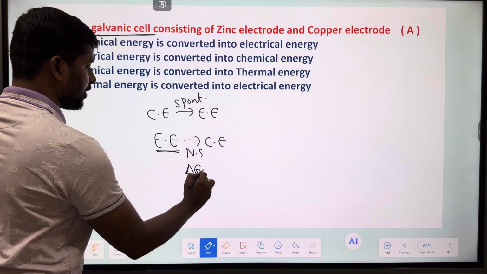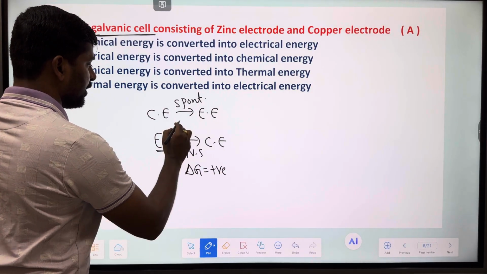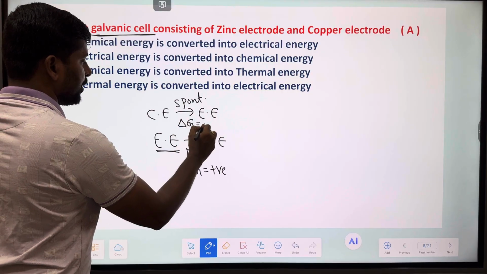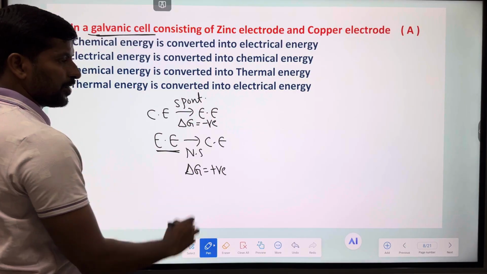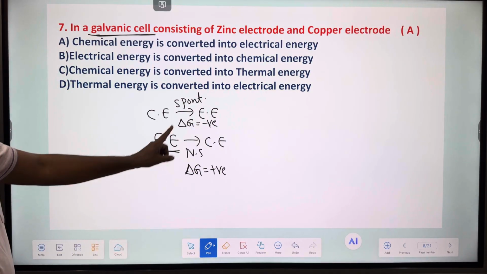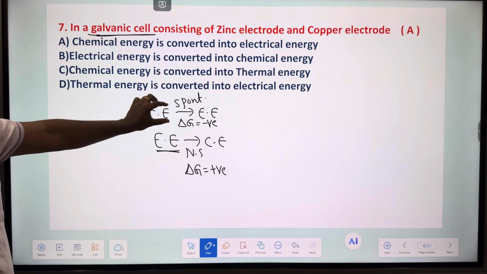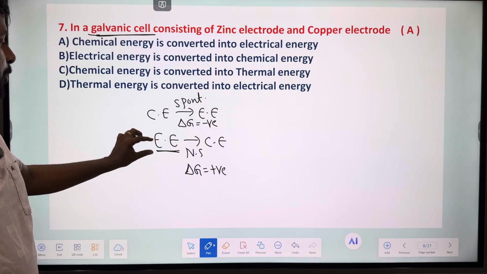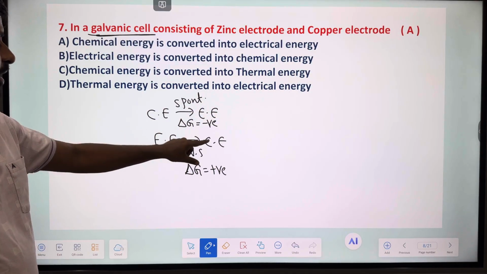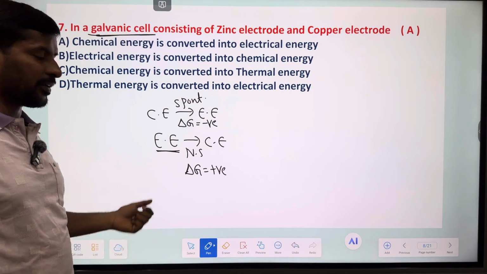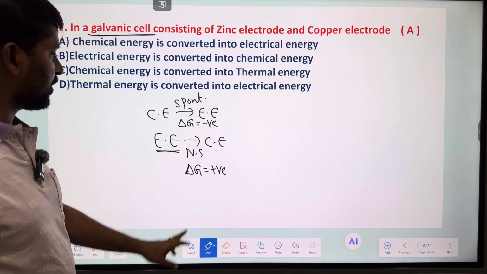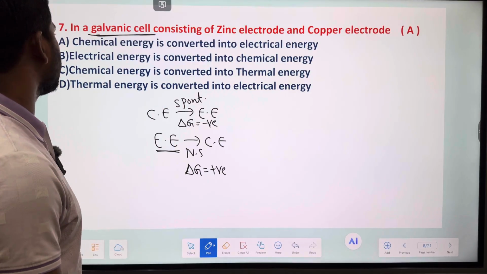So this is delta G positive, E negative, and here delta G is negative, E positive, and delta G negative, E positive. Here delta G positive means E negative. Okay, so here spontaneous chemical reactions occur, electrical energy will be produced. But here chemical reactions cannot occur spontaneously. Only by passing electrical energy do chemical reactions occur. So therefore this is non-spontaneous, delta G positive. For this delta G is negative.